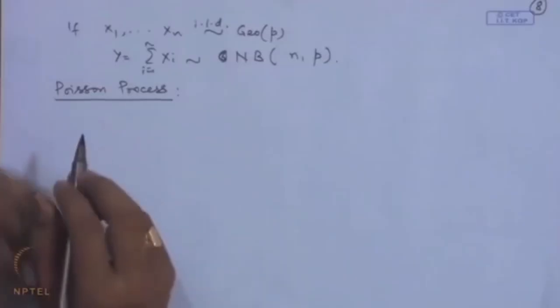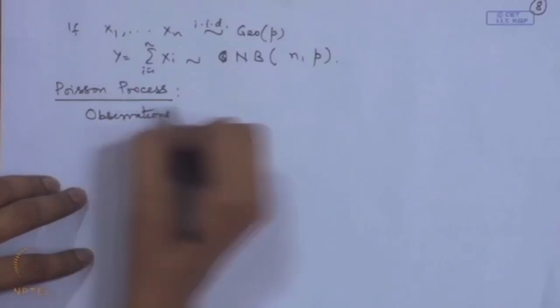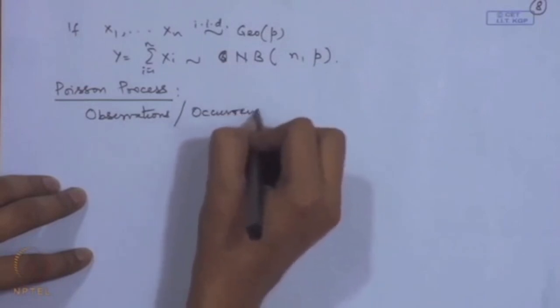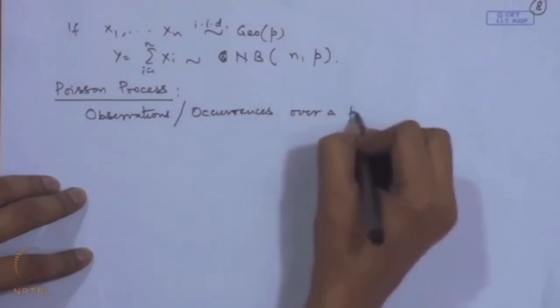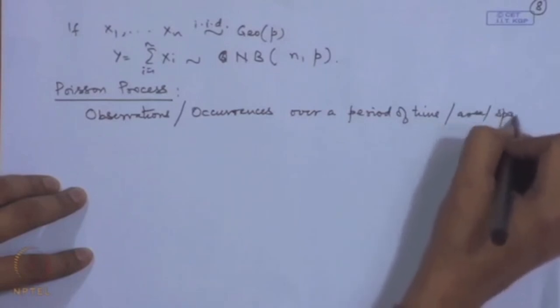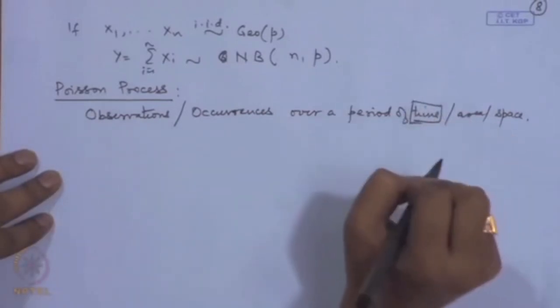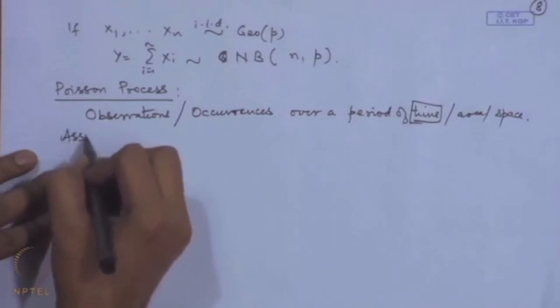Many of these events satisfy certain assumptions. These assumptions are called assumptions of a Poisson process. So, first thing that we notice here is that we are observing events over a period of time, over area, over space. Okay. So, for convenience we consider observations or occurrences over a period of time, area, space, etcetera. Okay. For convenience we will restrict our attention to time. So, we make the following assumptions.